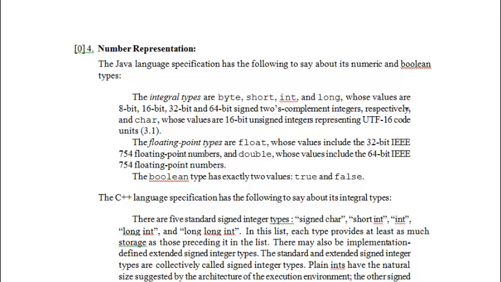Representing UTF-16 code units, whatever that is. Presumably it's described in section 3.1. So let's just not worry about that part. But that hasn't told us the answer to our question yet about floats and doubles.